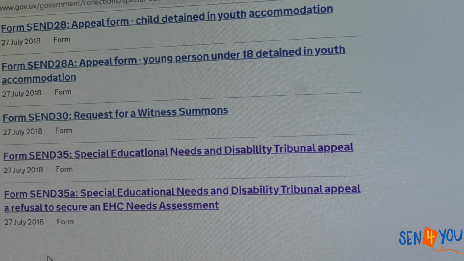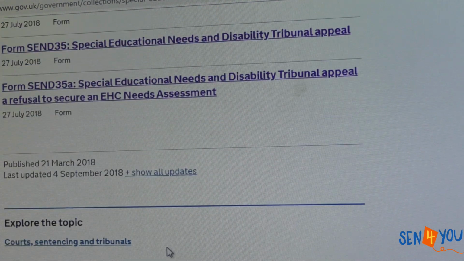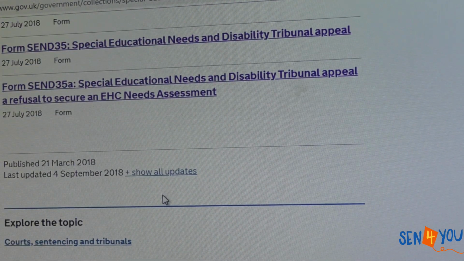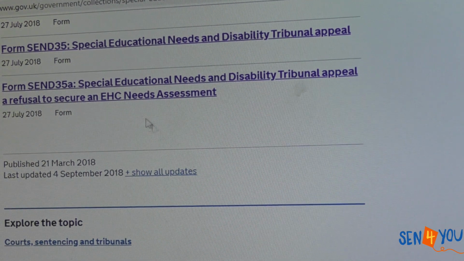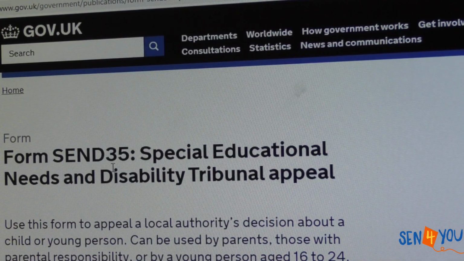So there are 2 forms that the tribunal uses, and it's important to fill in the right one. So you've got Form SEND 35. Now, that is the general appeal form. So you use this form for all appeals other than refusals to secure EHC needs assessments. Now let's have a look at SEND 35.